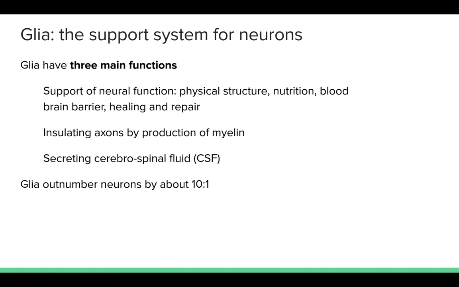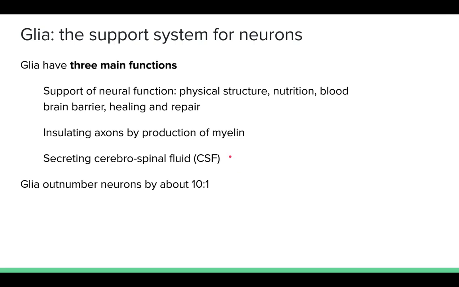In addition to that, glia also have the important function of producing myelin. And we can think of myelin basically as being a kind of insulation for axons, for the axons of neurons. And this insulation basically helps neural transmission be more energy efficient and be faster inside the brain.